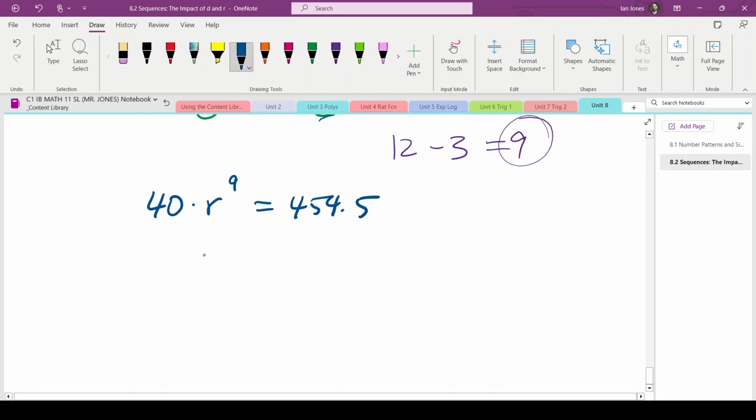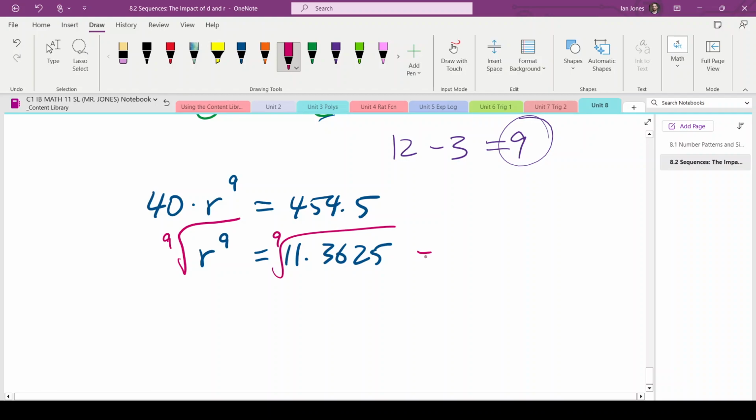So here now I'll divide both sides by 40. I'm going to pull out my calculator, make this a little bit easier. I get 11.3625. Then I take the 9th root of both sides. Remember, you can take an indexed root. So I'm going to take the 9th root here. This is the same as 11.3625 to the exponent 1/9. That's how I would do it on my calculator.